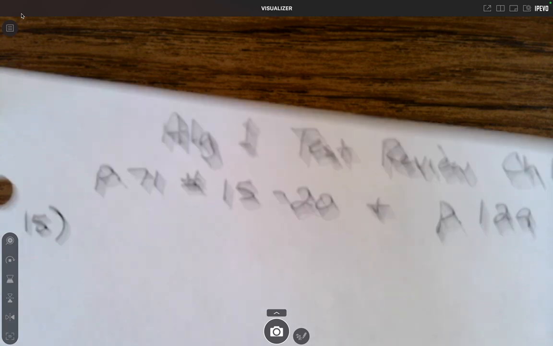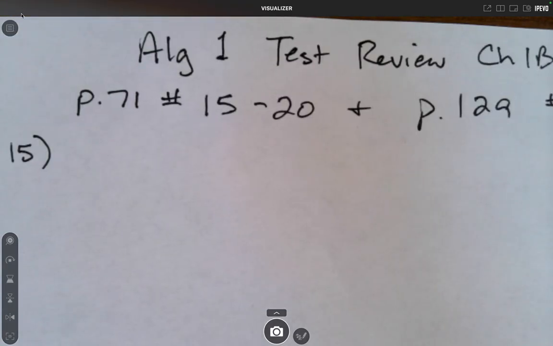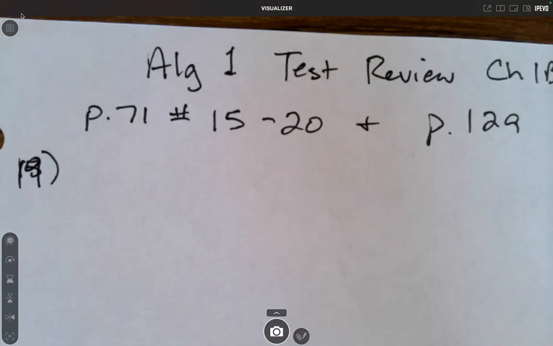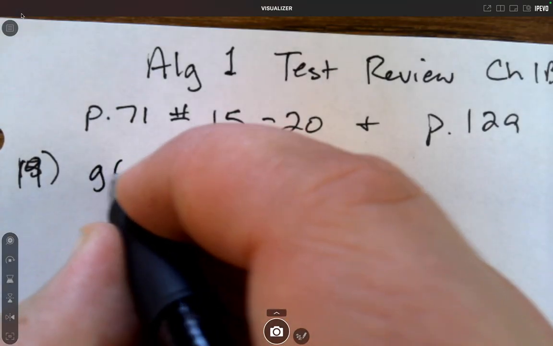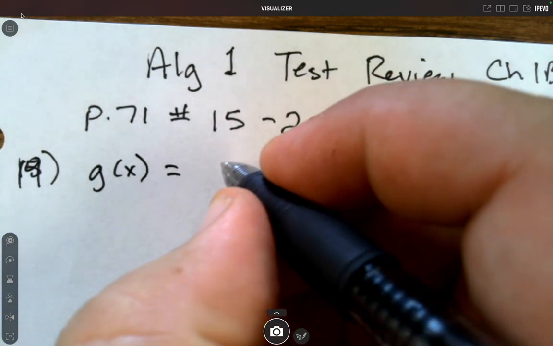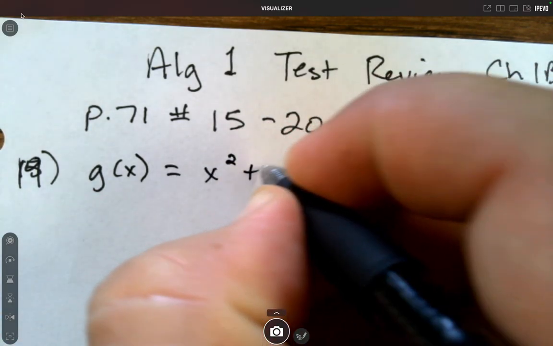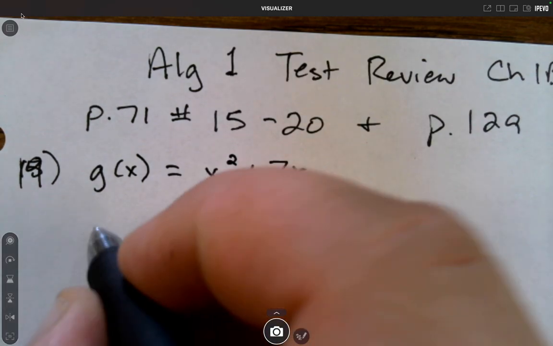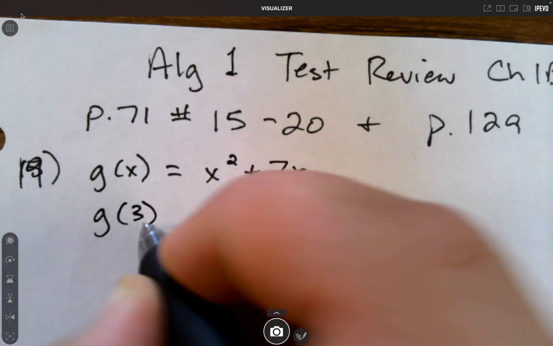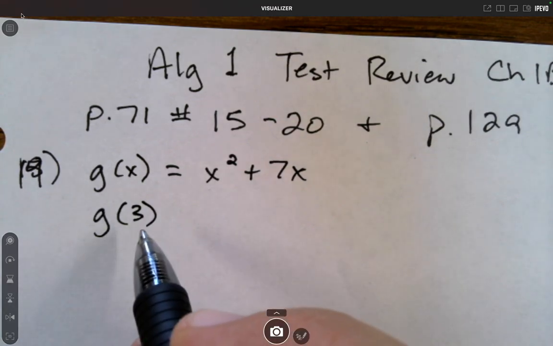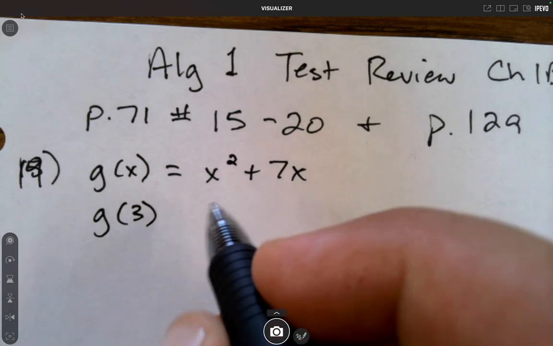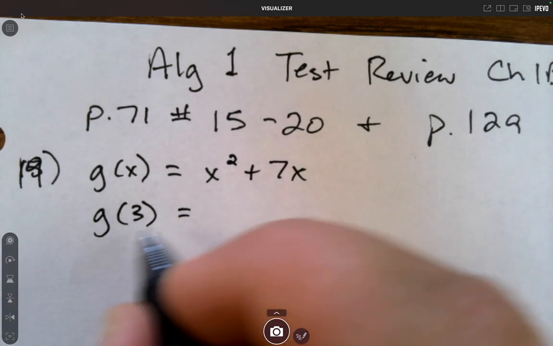Okay, then I will work through 19 and 20 with you. So on 19, we're working with the function g of x, which is defined as x squared plus 7x. And they ask us, number 19, to find g of 3. So whatever's in the parentheses, you replace the x's, whether there's one or more, however many there are, replace all the x's with whatever's inside.